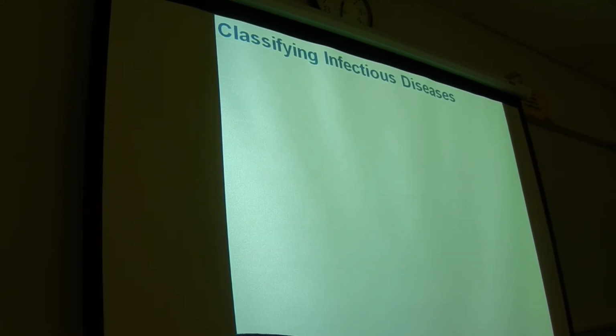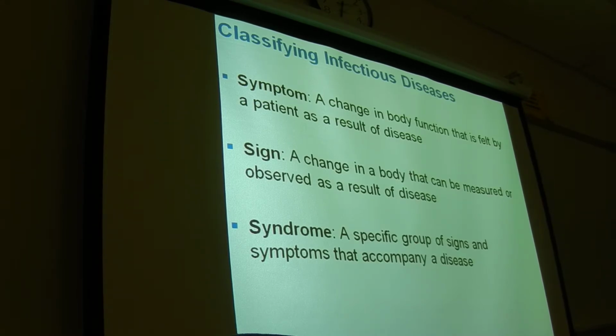Okay, so here's a bunch of different vocab type terms that we'll go over. When you classify infectious diseases, a lot of you guys probably already know this, or you might have some idea about it, and this will just help reinforce it. So a symptom is a change in the body function that is felt by a patient as a result of a disease. A symptom would be fever, chills. That's something the patient actually feels.